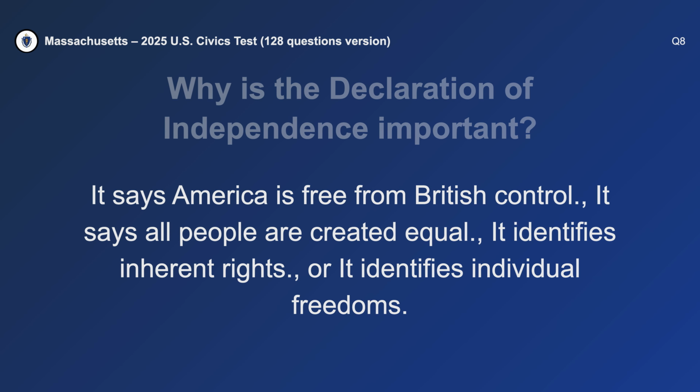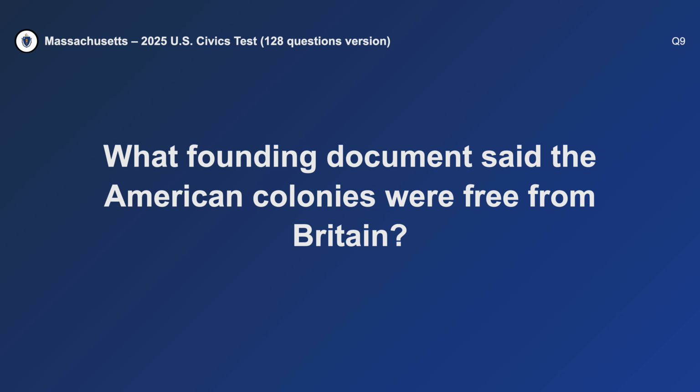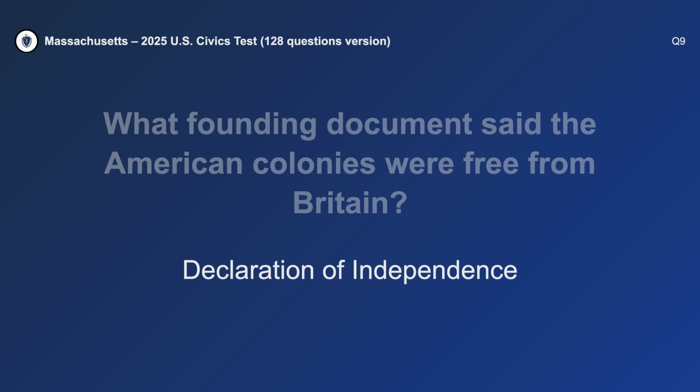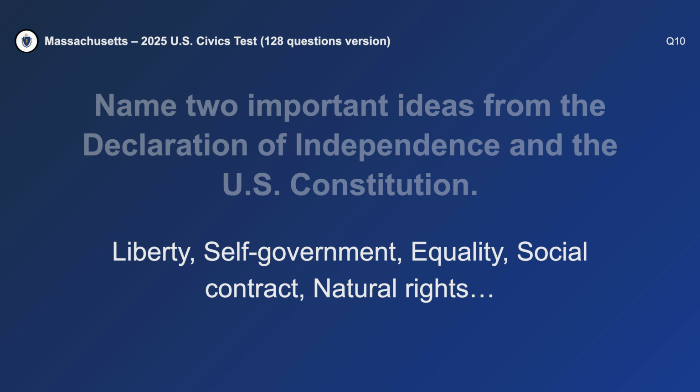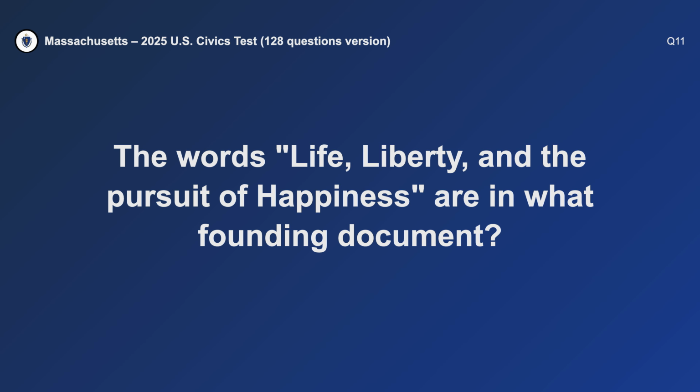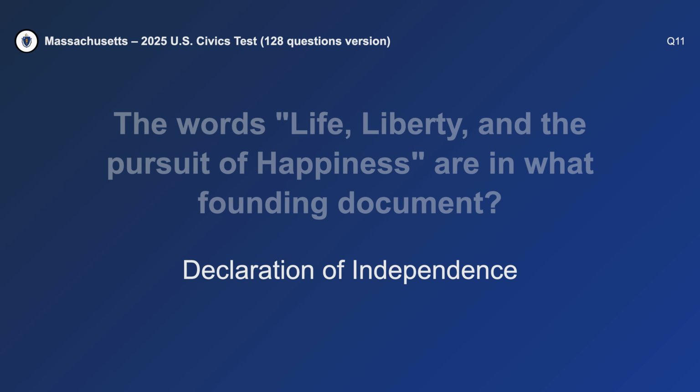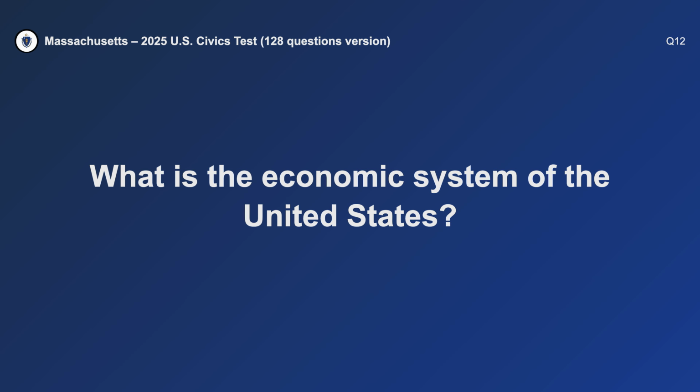It says America is free from British control. What founding document said the American colonies were free from Britain? Declaration of Independence. Name two important ideas from the Declaration of Independence and the U.S. Constitution. Liberty and self-government. The words life, liberty, and the pursuit of happiness are in what founding document? Declaration of Independence.